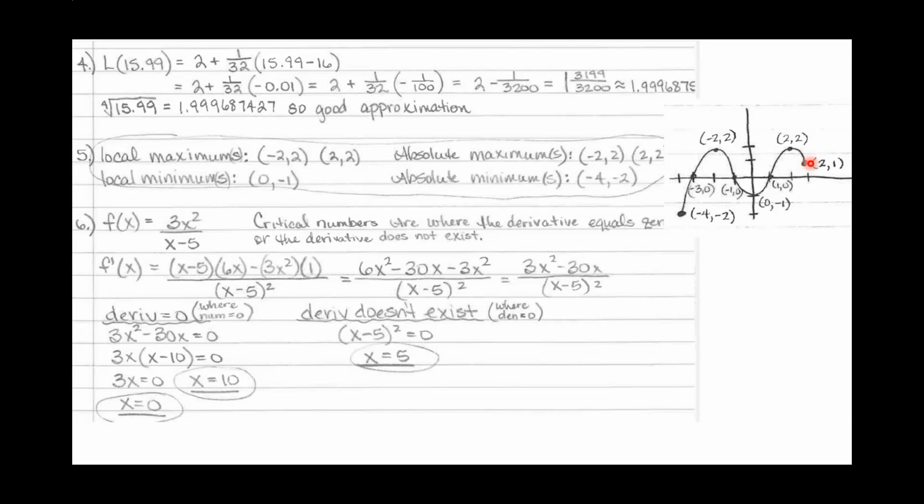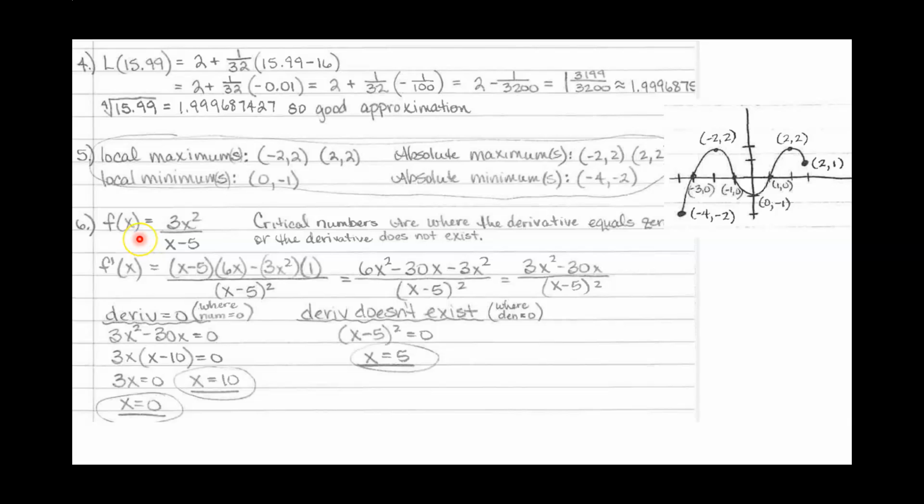The endpoints can, however, be absolute maximums and minimums. So if we're looking for the absolute maximum, that's going to occur at (-2, 2) and (2, 2). So the absolute maximum is 2. It just happens at 2 different places. And then the absolute minimum is right here at (-4, -2).